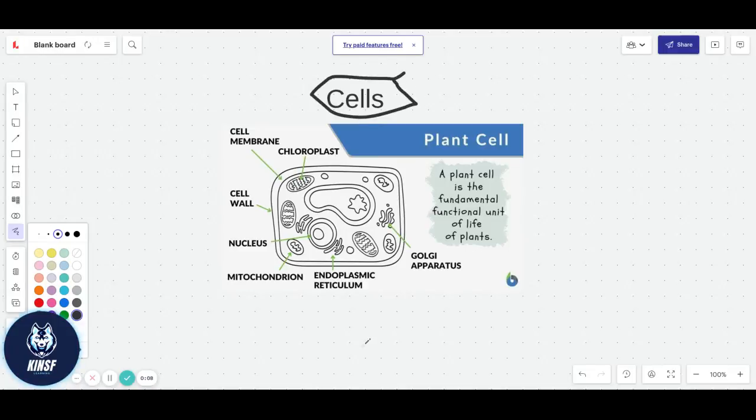So the first thing we'll cover is the chloroplast. That's where photosynthesis happens. It creates glucose and oxygen out of carbon dioxide and water. So this is the chloroplast over here.